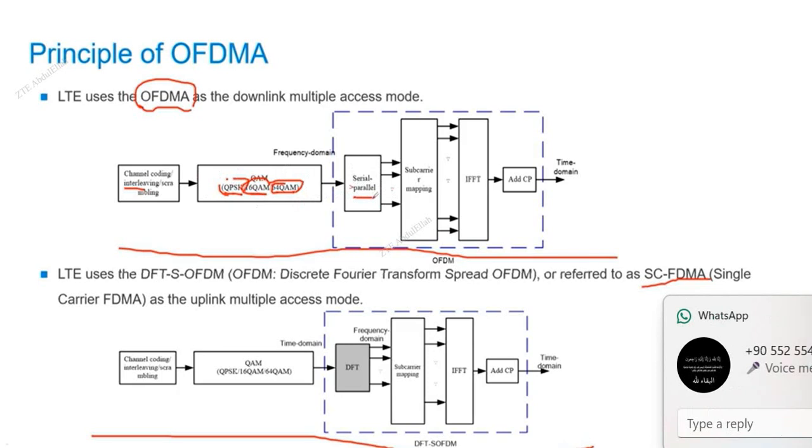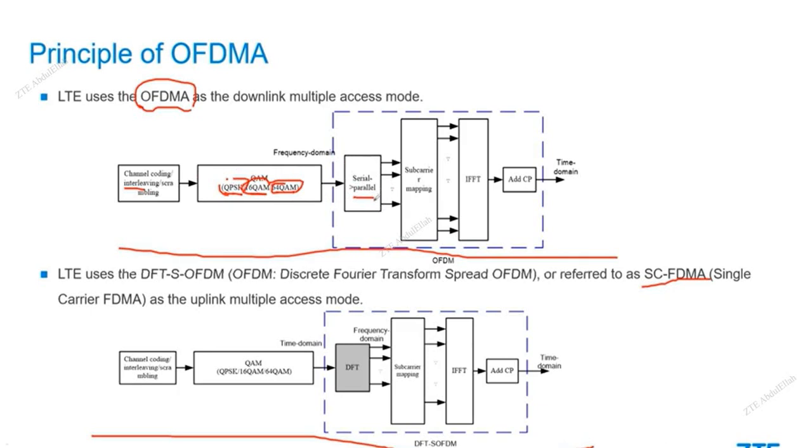So this procedure we can also think of as changing the time domain to the frequency domain. We want to transmit our information in a wide band. So this is serial to parallel. After that is subcarrier mapping.